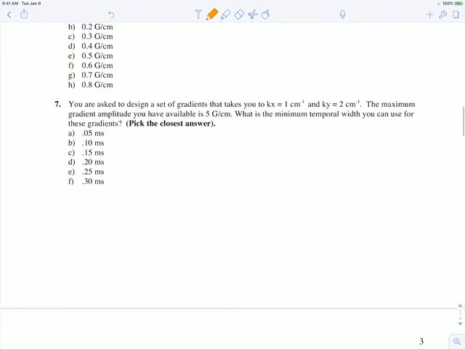Okay, number 7 is you're asked to have gradients that take you out in k-space to the location 1, 2. And the maximum gradient you have available to you is 5 Gauss per centimeter. So what's the minimum width you can use to get out? How fast can you get out to that?